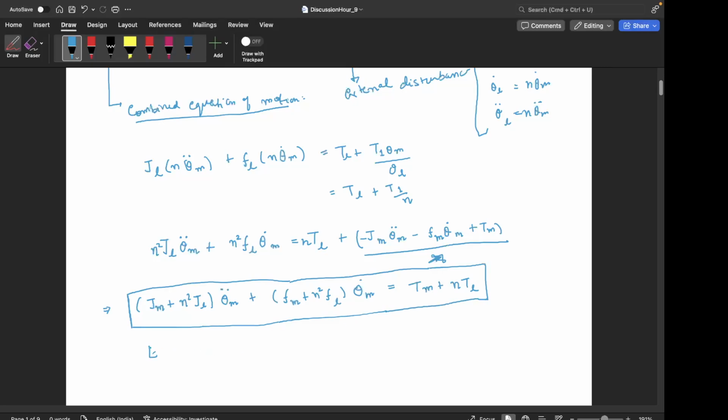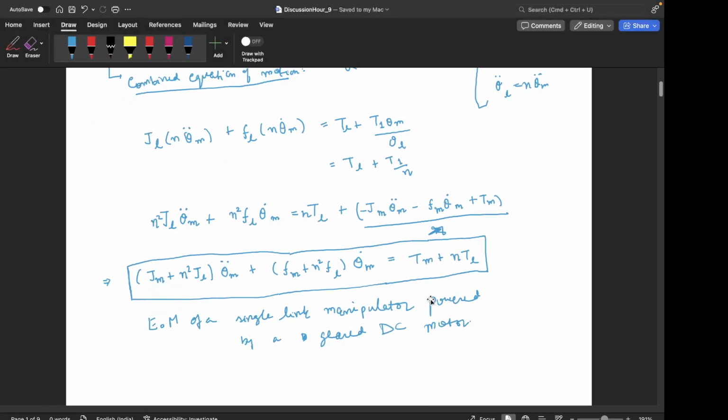So equation of motion of a single link manipulator powered by a geared DC motor.